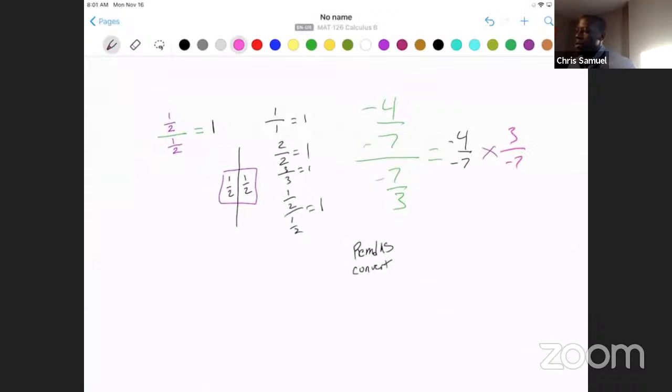And then we'll multiply, which will get negative 7 times negative 7 is 49. Negative 4 times 3 is negative 12. And then we see we have a negative 12 over 49, right? And this would kind of, once we do that, let me see.